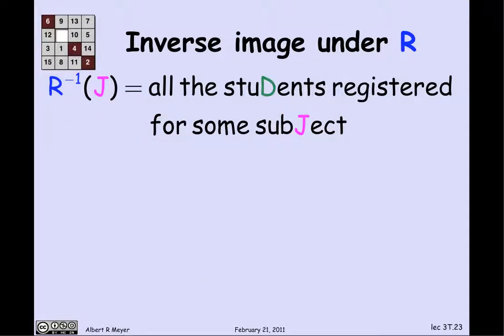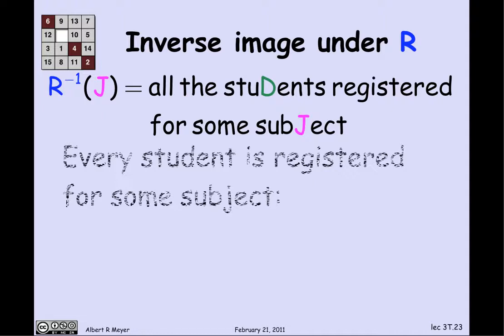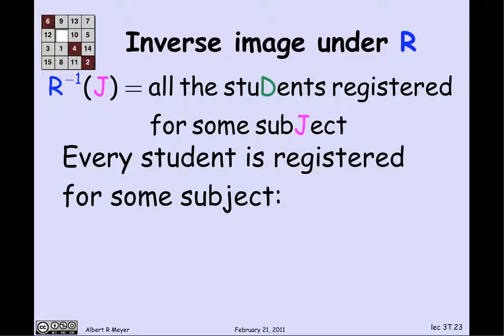Well, let's look at the set J of all the subjects and think about what is R inverse of J. What does it mean? Well, R inverse of J is all the students that are registered for some subject at all, which is a good thing to have. So now I can start using these sets to make assertions about my database that can be useful to know.